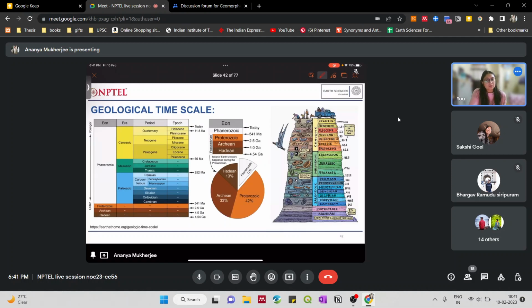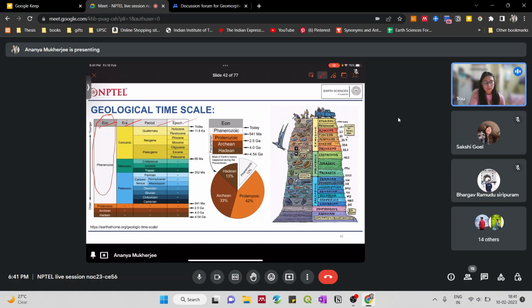Next we come to the very important aspect, that is the geological time scale. Now you can see over here that you have different eons, eras, periods and epochs. Okay, so this is the largest period. Then it is divided into eras, periods and epochs.